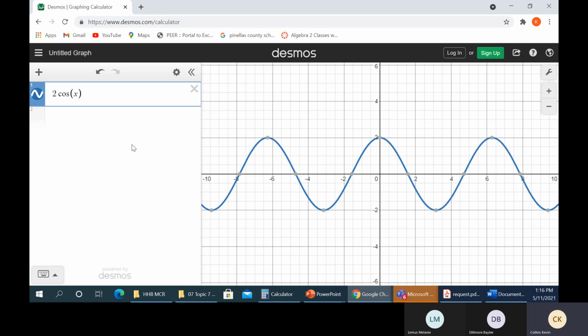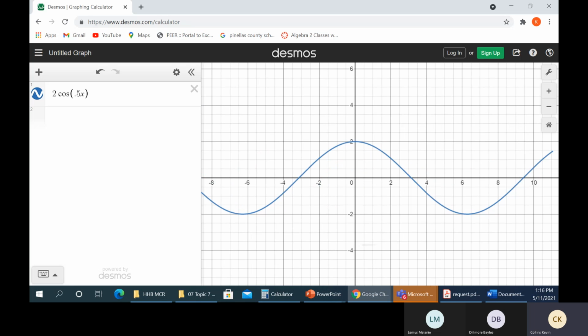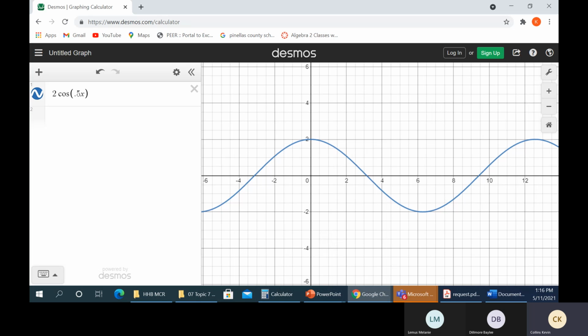And then again, if you put 0.5 in front, see how different that is? So this time, in order to do one cycle, we had to go all the way to 4 pi. Going half as fast takes twice as long. Make sense?